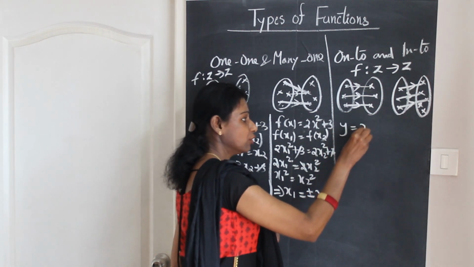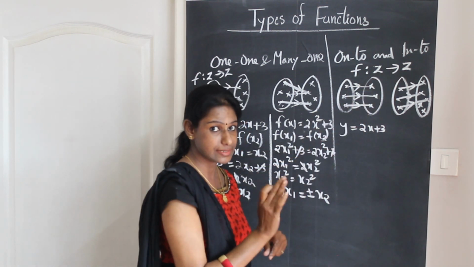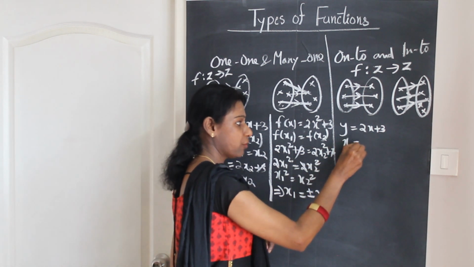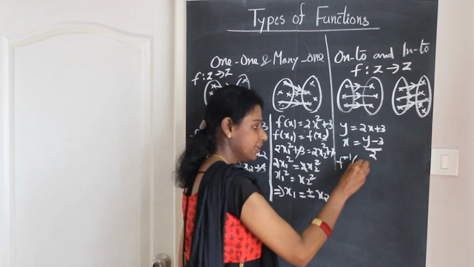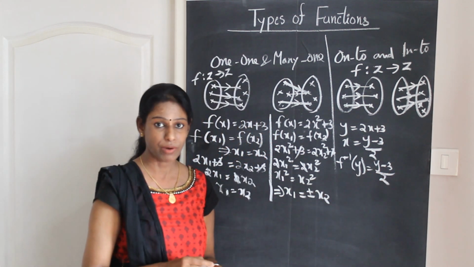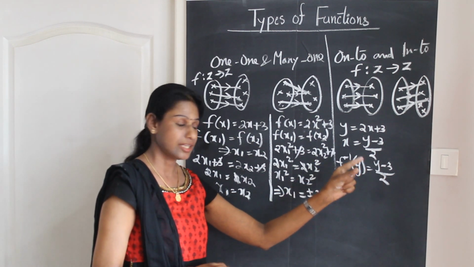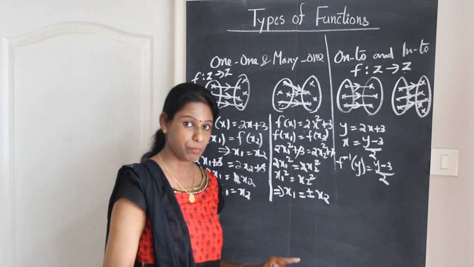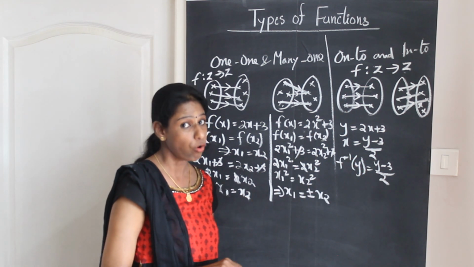So y is equal to 2x plus 3. Now this is the codomain, Z is the codomain. What is the range? y is equal to 2x plus 3 means x will be equal to (y minus 3) divided by 2, that is f inverse of y is equal to (y minus 3) divided by 2. So all the values of y are possible. So here the range is equal to the same thing, that means Z. So here range will be equal to the same codomain. Therefore we can say that the function is an onto function.